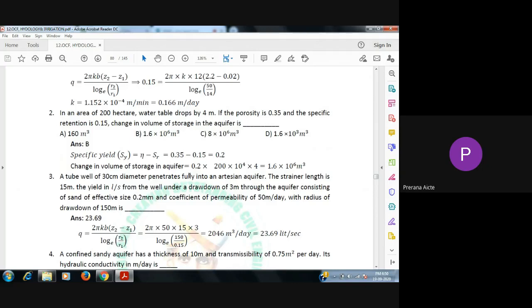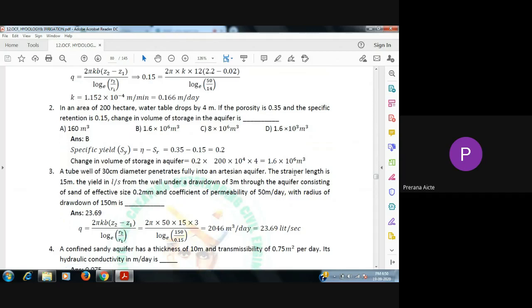So what is N, the porosity? 0.35 minus SR, the specific retention, 0.15. So it comes around 0.2. Now the change in volume of storage in the aquifer is the specific yield, 0.2, into the area, 200 hectares, into 10 power 4 meter square, into the drop of 4 meters. So in total it is 1.6 into 10 power 6 cubic meter.